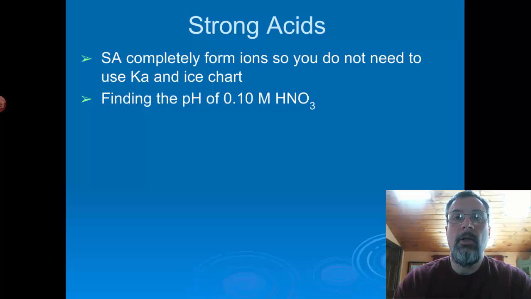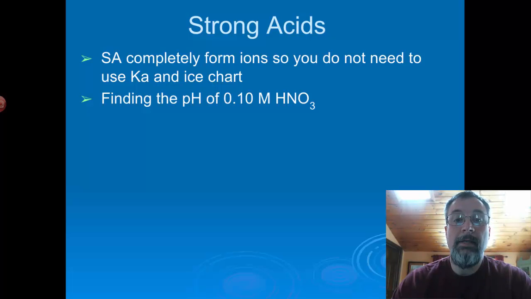All it is going to be is the negative log of the concentration of the acid, because all of the acid dissociates. This is assuming a monoprotic acid. For polyprotic acids, you have to multiply by however many protons you have. You'll see what that means. So we have a 0.10 molar solution of HNO3. HNO3 is monoprotic. It has 1 H+ for every molecule of HNO3.